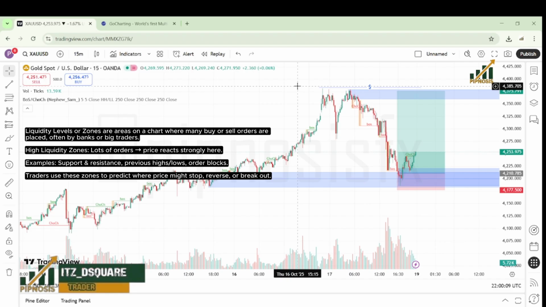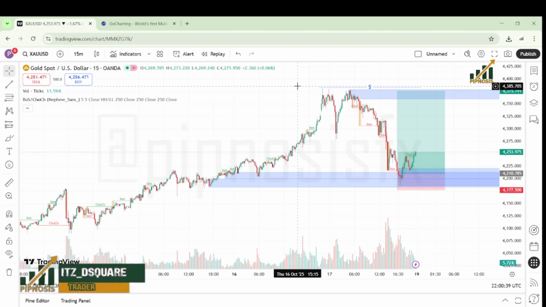Zones whereby orders are being stacked, be it buy limits or sell orders. Most stop losses will be placed on this level, and most buy stops will be placed at this level, as well as sell stops. But the whole thing is, liquidity is actually money. Whatever you see on this chart is moved by liquidity.